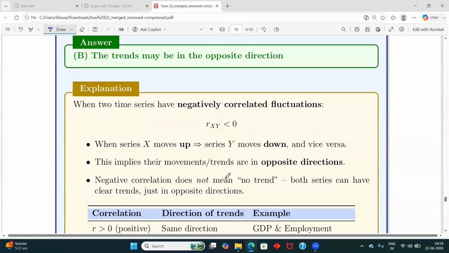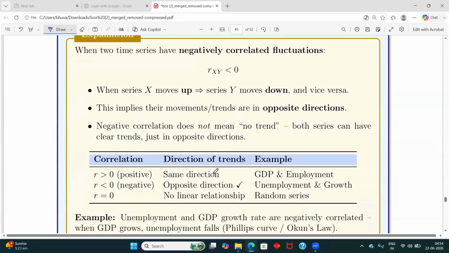When two time series have negatively correlated fluctuations, the correlation is less than 0. When series X moves up, series Y moves down, and vice versa. This implies their movement trends are in opposite directions. Negative correlation does not mean no trend. Both series can have a clear trend, just in opposite directions. When R is greater than 0, the correlation is positive, in the same direction. When R is less than 0, it is negative, in opposite directions.